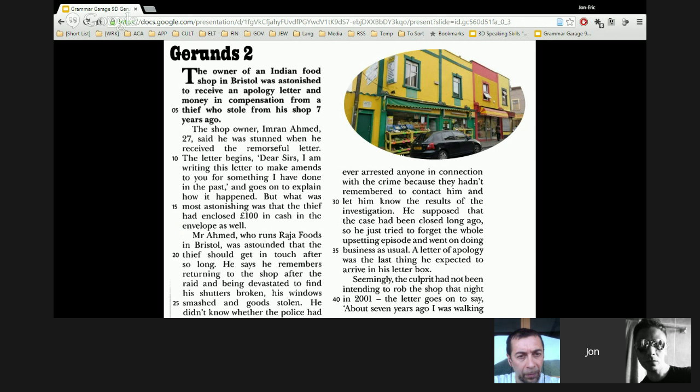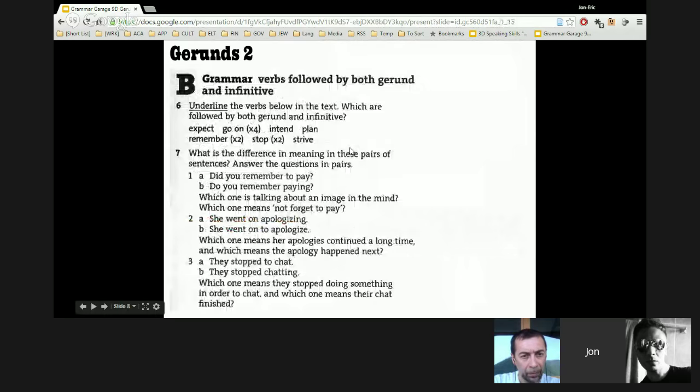In fact, let me give you a quick overview of the choices. Verbs followed by both. Go on followed by both. Remember followed by both. Stop is also followed by both. In the article it says stopped committing and stopping to read. Okay? I'm not going to go through the article itself right now. It will take too long. But you can find it later if you like. But let me go back here. So, which ones are followed by both? Go on, remember, and stop are followed by the gerund and the infinitive.